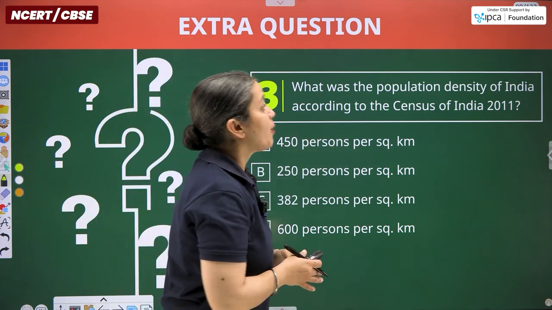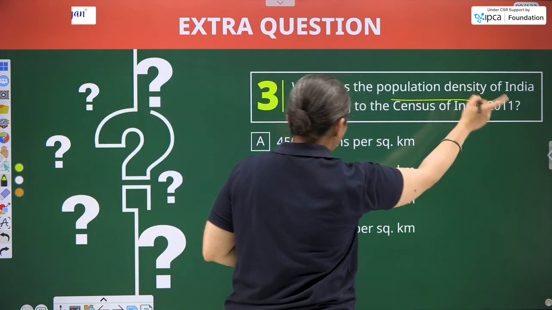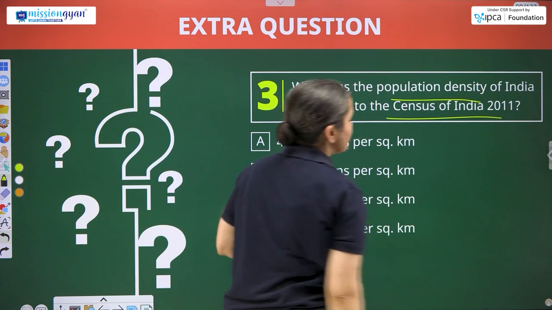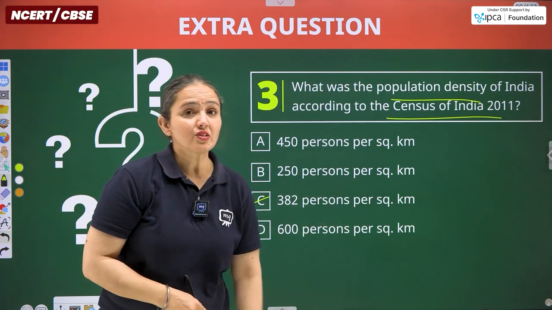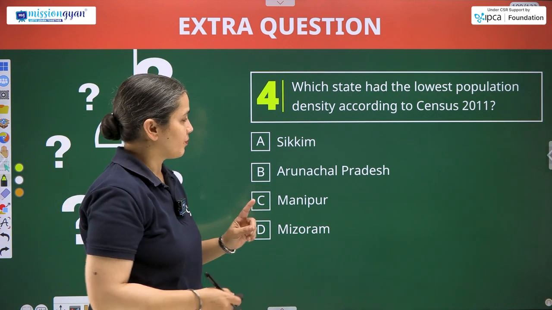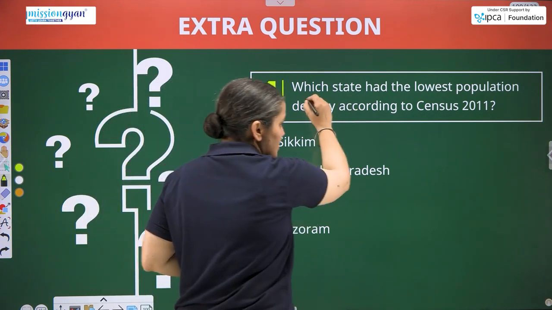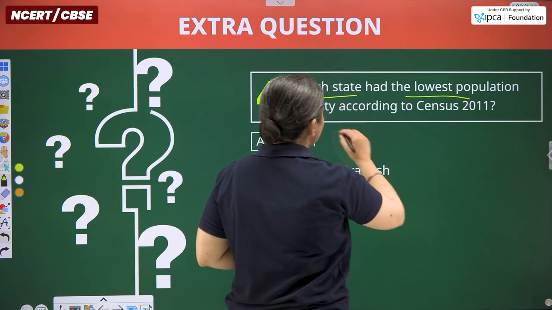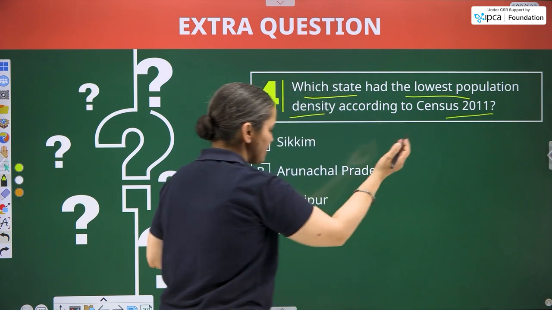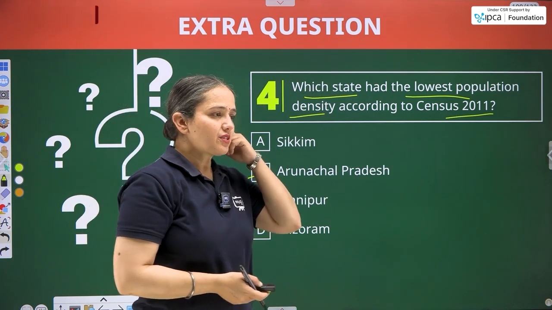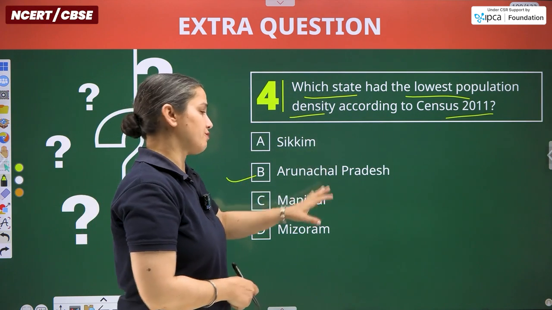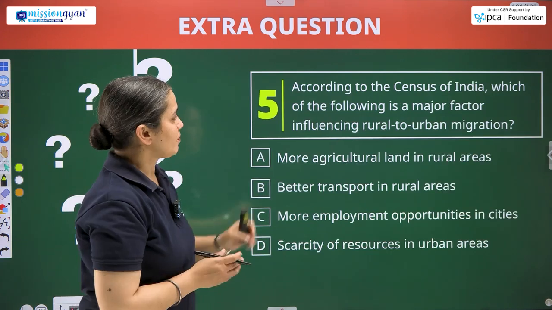What was the population density of India according to the census of 2011? Without any doubt, 382 persons living per square kilometer. Next question. Which state had the lowest population density according to this census only? That is Arunachal Pradesh. For Sikkim, we have discussed, but the lowest is Arunachal Pradesh.